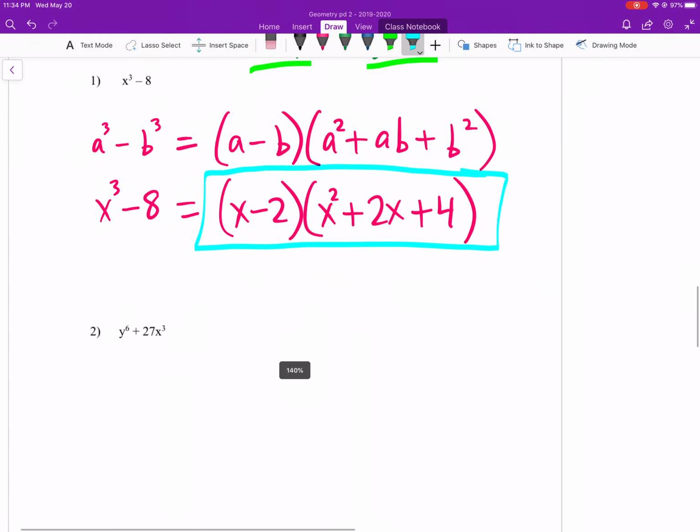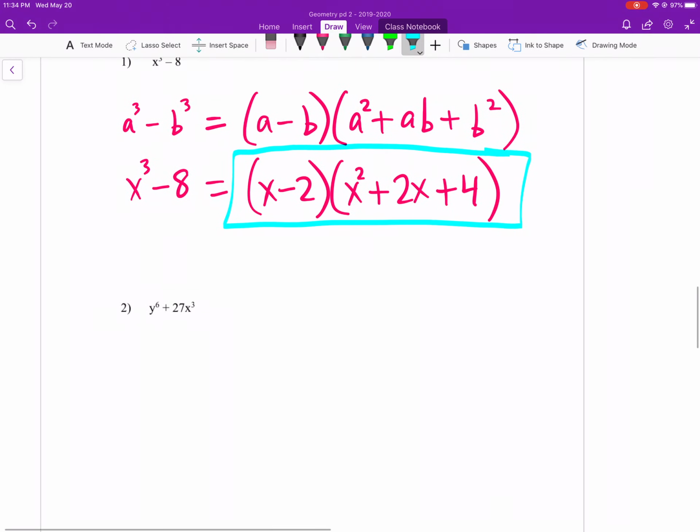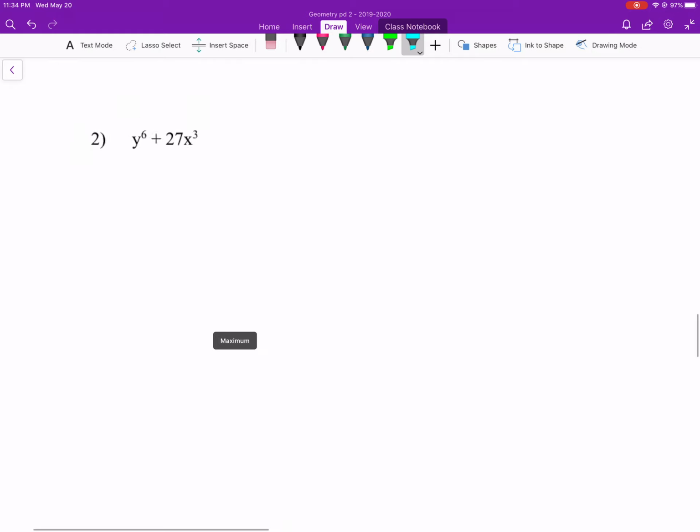Okay. So let's take a look. y to the 6th power plus 27x to the 3rd power. So this is addition now. This is the sum of two perfect cubes. We have to think about what those cube roots are. Our formula that we're going to use is a to the 3rd plus b to the 3rd, a cubed plus b cubed, two perfect cubes.